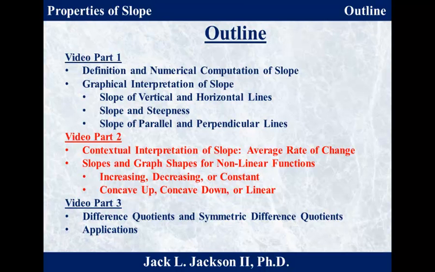Okay, well, we're back here for the second part of our lecture, second video on this lecture on properties of slope. In the first part we talked about defining slope and numerical computation of slope and graphical interpretation of slope. We talked about its connection to steepness, about parallel and perpendicular lines, and vertical and horizontal lines as they relate to slope. In this part we're going to talk about contextual interpretation of slope as an average rate of change, and talk about what happens if we have some nonlinear functions.